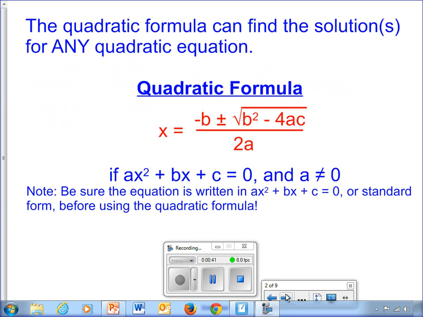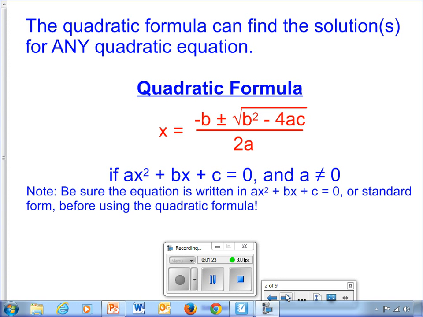The quadratic formula can find the solutions for any quadratic equation. And remember, when we talk about the solutions, we're talking about the x-intercepts of the graph of the quadratic equation. We're talking about the roots of the equation, or the zeros of the function. Those are the solutions. So the quadratic formula is x equals the opposite of b plus or minus the square root of b squared minus 4ac, all divided by 2a.